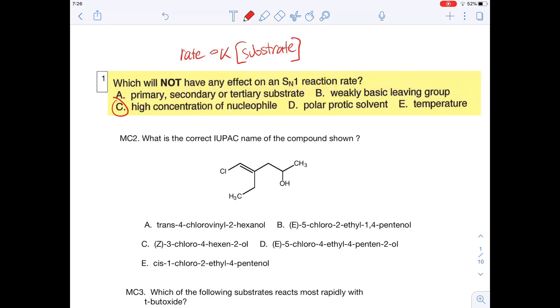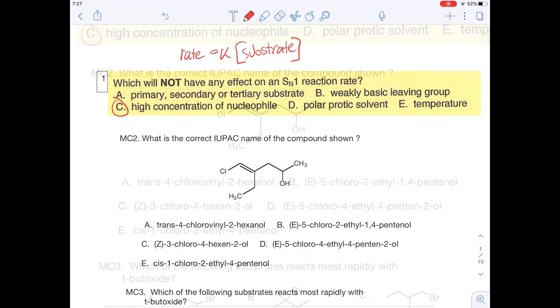Now we can look at the rest. Polar protic solvent, that does affect the rate. You do need a polar protic for SN1 reactions. And temperature. Temperature also affects the rate because generally temperature increase will also increase the rate of the reaction, but if you increase it too much, then you're going to have an elimination reaction.